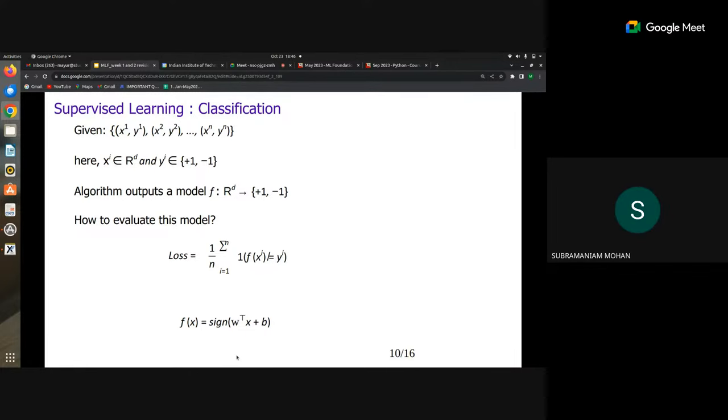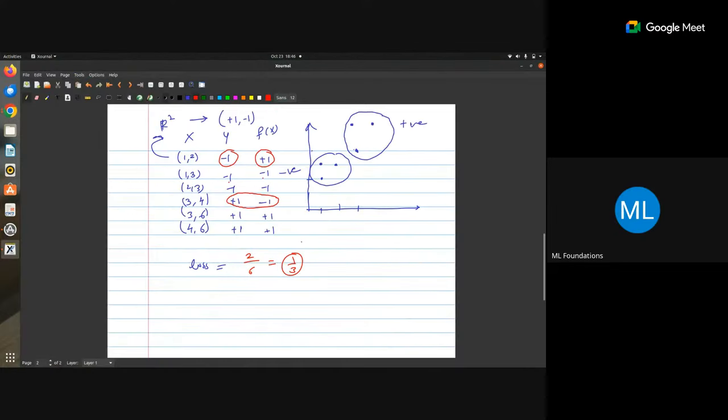How did you get 1/2 as an error? 1/2, no, 1/3. Okay, how many of the data points have the mistakes, where my model made mistakes? One and four. This one, right? This is a mistake, and this is a mistake, right? So how many mistakes has my model made? Two. Out of how many? Six. So that is the loss, right?